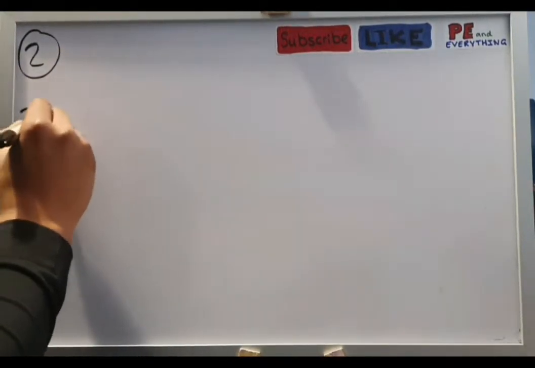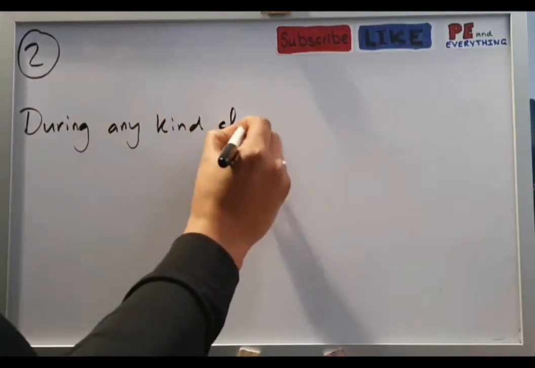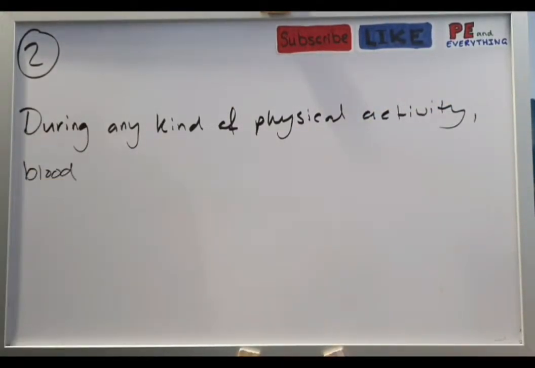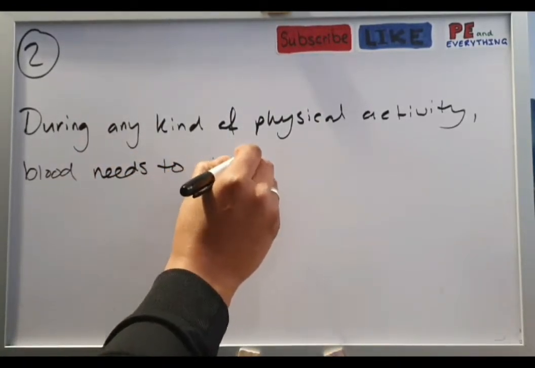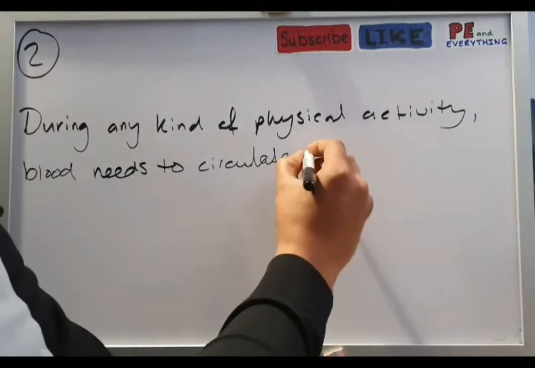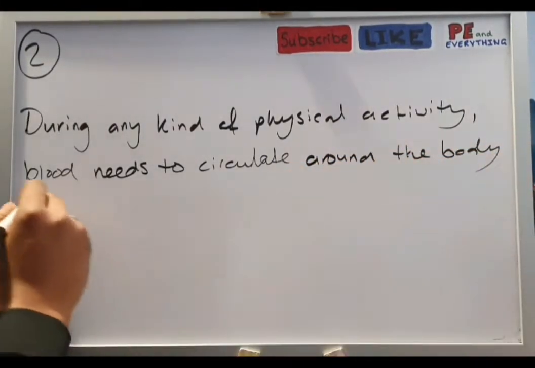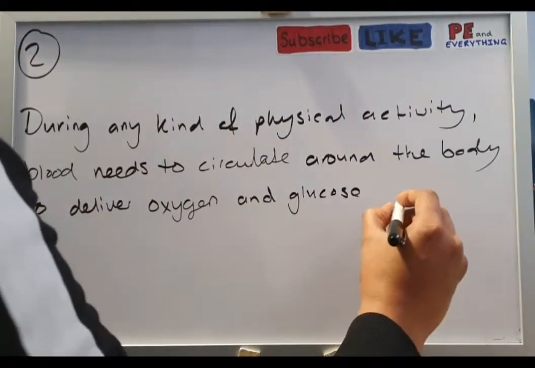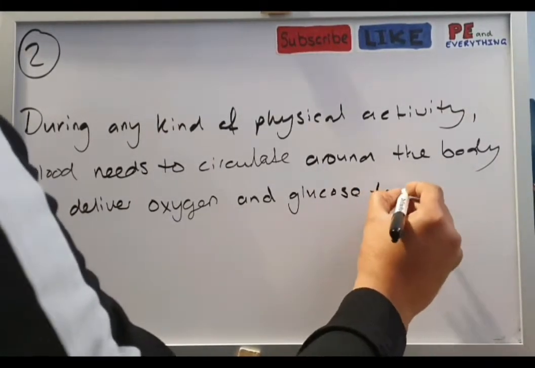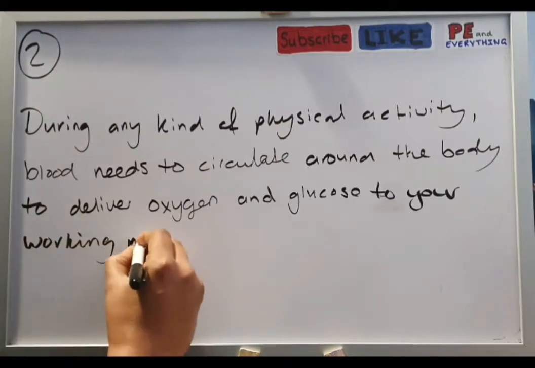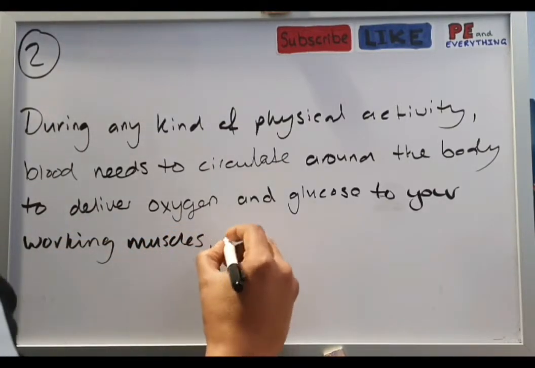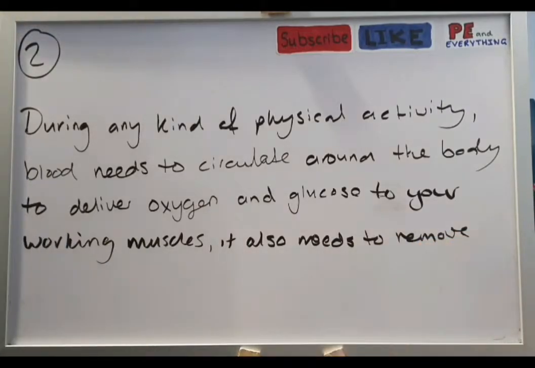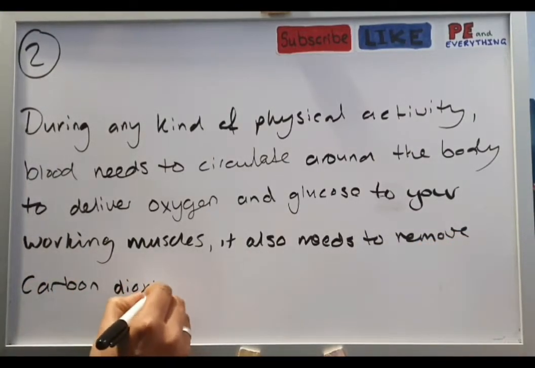Okay, so the second fact for you is that during any physical activity, whether it be on the treadmill, walking, high intensity, blood needs to circulate around your body. The process is it delivers oxygen and glucose to the working muscles, and it also removes the carbon dioxide away from them. Now we're going to be looking at this in a bit more detail throughout this video.